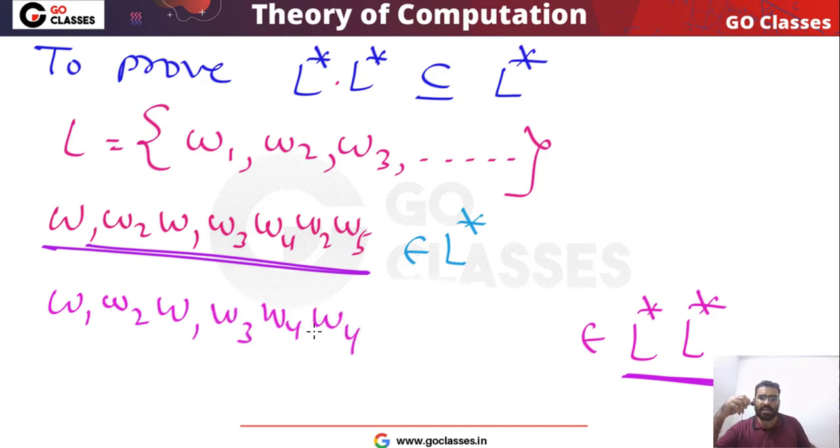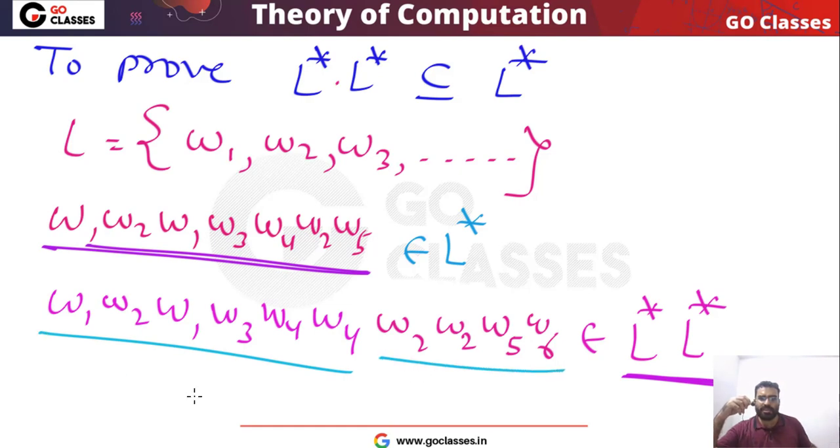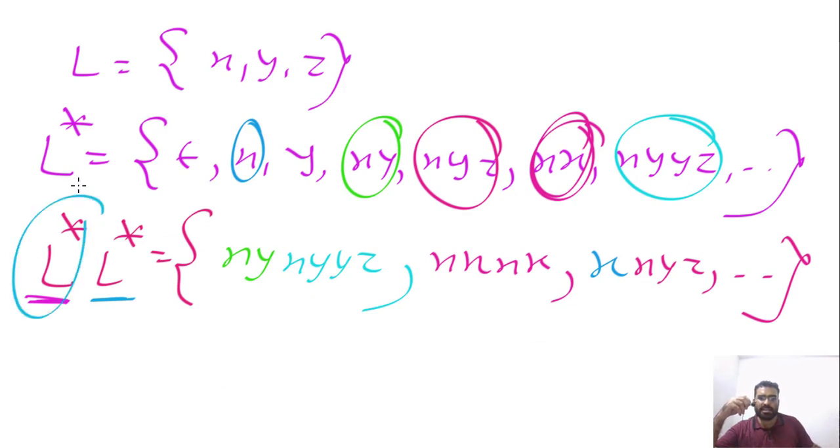Now this string of L star will concatenate with every string of L star. This will concatenate with another string of L star, and with every other string of L star. Of course both are the same L star, but every string will concatenate with every string. This string of L star will concatenate with itself, and also with this, and so on.